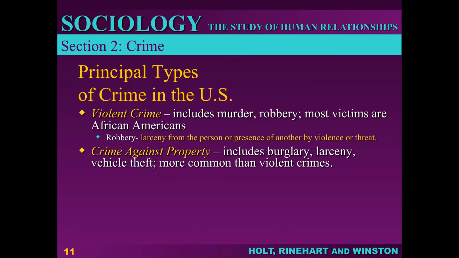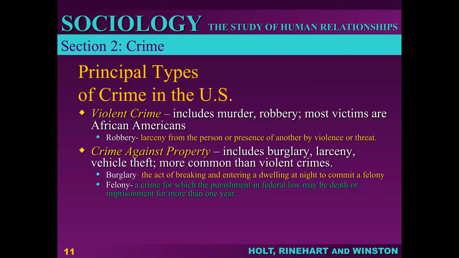Second one that we have, the type of crime in the United States, is crime against property. This includes burglary, larceny, vehicle theft, and this is more common than violent crimes. Burglary can be defined as the act of breaking and entering a dwelling at night to commit a felony. A felony is a crime for which the punishment in federal law may be death or imprisonment for more than 1 year. Larceny is the unlawful taking and removal of another's personal property.